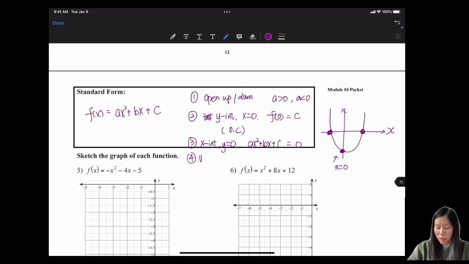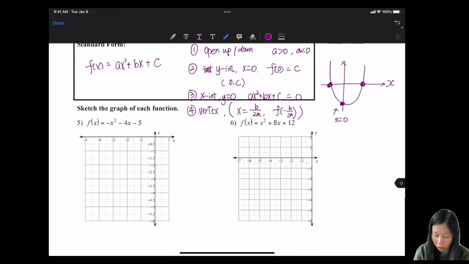So the last one is how do you find vertex? They have a formula. Vertex, the x-coordinate equals negative b over 2a. And then after you find the x-coordinate, you can find the y-coordinate by substituting the x-coordinate into it. So that would be your vertex.